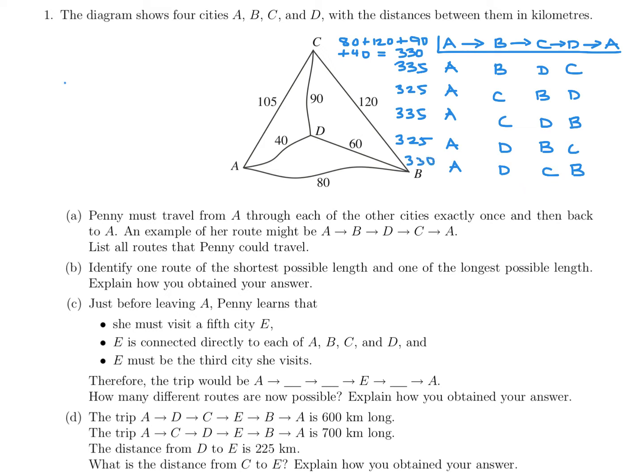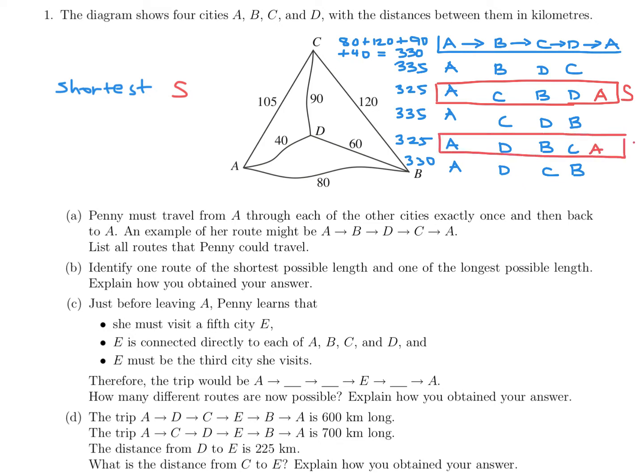So the shortest, I guess, we'll put S for shortest. The shortest looks to me like the 325. So this one, there's an A there. This is the shortest. I'll put an S there, and this one also. And then the longest, I guess that one I'll put a green L. The longest is the 335s, right? So the 335s are this one, which is an L, and this one, which is an L. So you can list those as the shortest and longest.